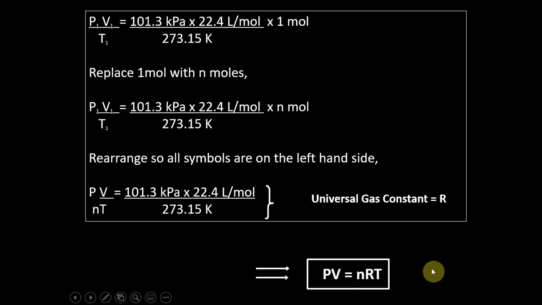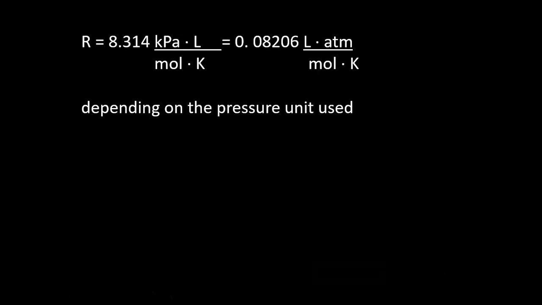There it is. All right, so what does this look like in terms of an example? Oh, a couple of things. The R value. Depending on the units that you use, and most of the time we'll use either kilopascals or atmospheres, the value is 8.314 if you're using kilopascals as your unit for pressure, and 0.08206 if you're using atmospheres for your unit of pressure.